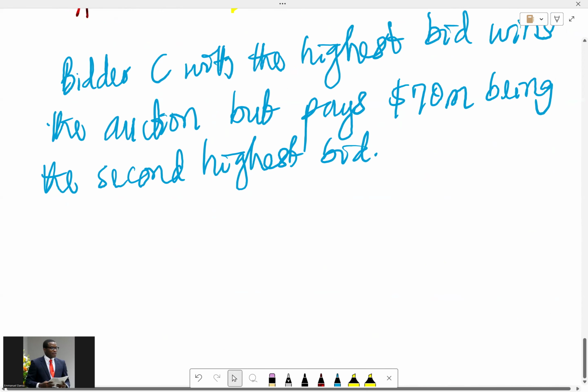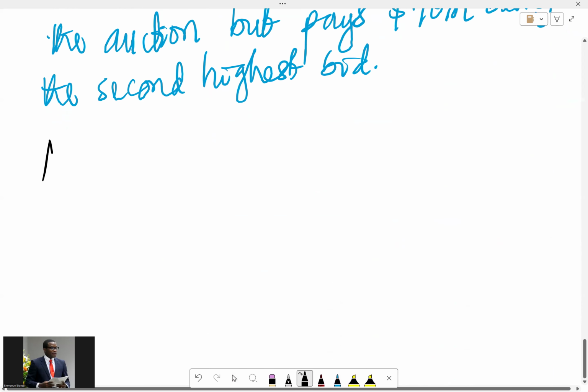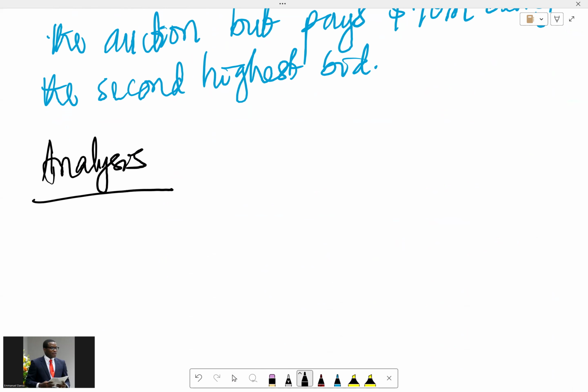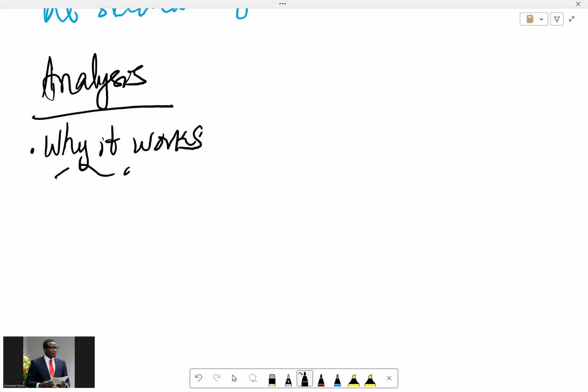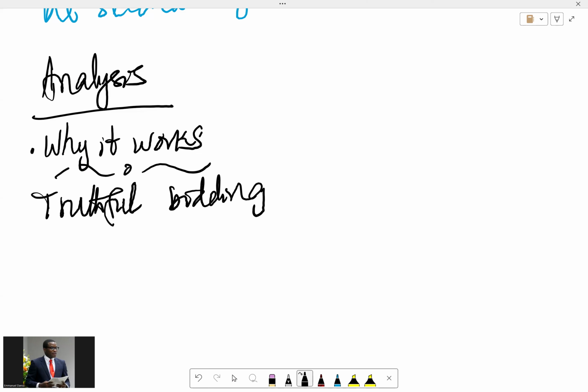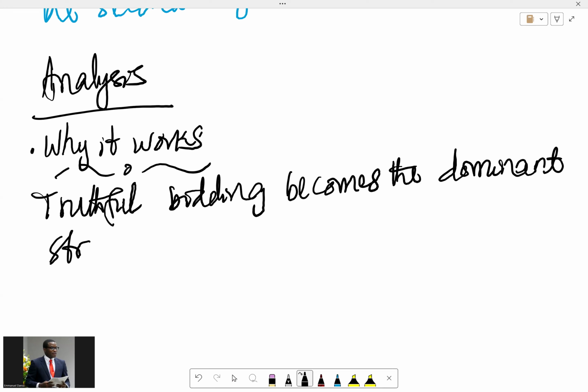Okay. Now, can we do a bit of analysis of this situation generally? So some analysis on this. So imagine that we have, okay, why does this actually work? Why does this system work? So truthful bidding becomes the dominant strategy because there's no opportunity to change anything. So truthful bidding becomes the dominant strategy.